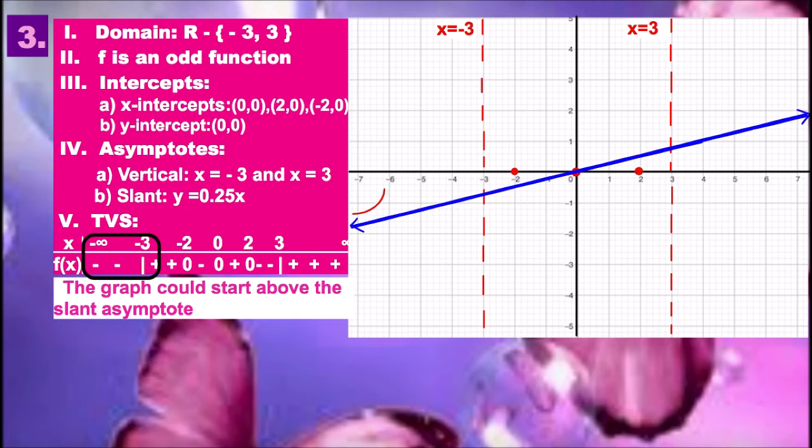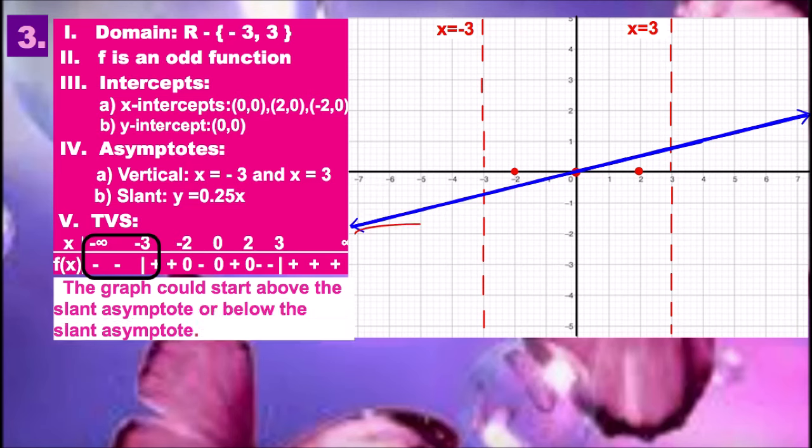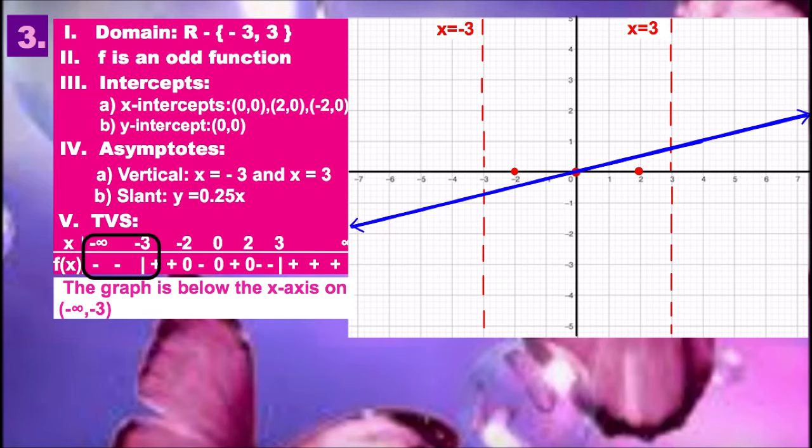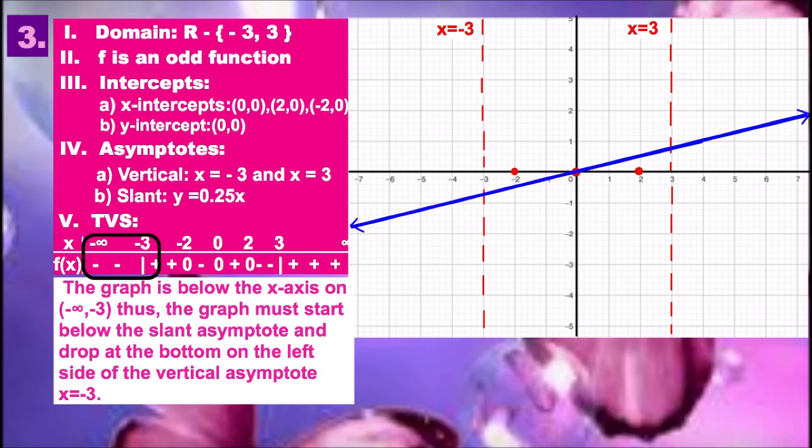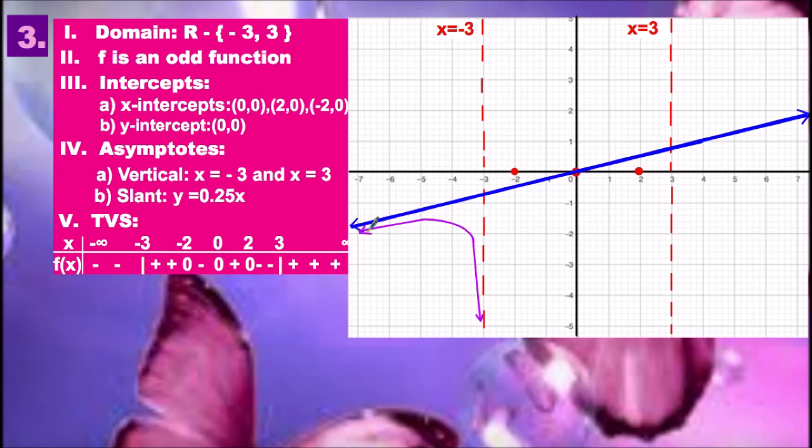The graph could start above the slant asymptote or below the slant asymptote. The graph is below the x-axis on open interval (-infinity, -3). Thus, the graph must start below the slant asymptote and drop at the bottom on the left side of the vertical asymptote x equals -3. Drawn in purple, we described the behavior.